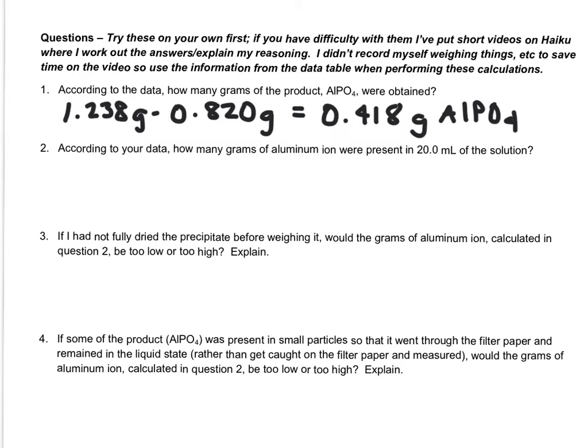Then for the next part, we know that whatever aluminum ion was present in the 20 mL of solution was supposedly converted into aluminum phosphate. So what I can do is work from the amount of aluminum phosphate that I have, which is the 0.418 grams, to the grams of aluminum that were in there, because all of the aluminum that's present as aluminum phosphate was originally in the solution. So go ahead, work out a way that you are going to do that. Pause this, try that problem, and then come back.